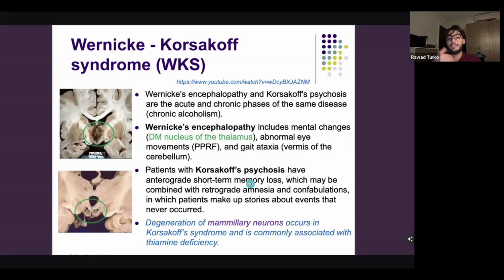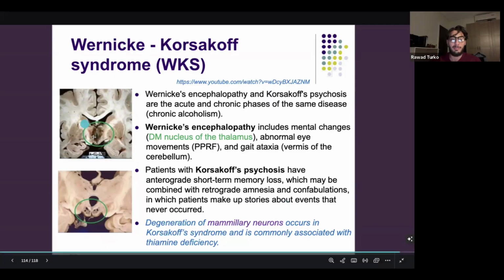Okay, now Korsakoff psychosis has anterograde short-term memory loss, which may be combined with retrograde amnesia and confabulations. So confabulations is patients would have gaps in their memory. They're not able to fill those gaps in their memory. They don't remember a lot of things, so they're going to make up lies, but to them, they're not lies. They're just trying to subconsciously fill in the gaps of their memories. So they're going to make up stories about events that never occurred. And you get degeneration of the mammillary neurons in the Korsakoff syndrome.